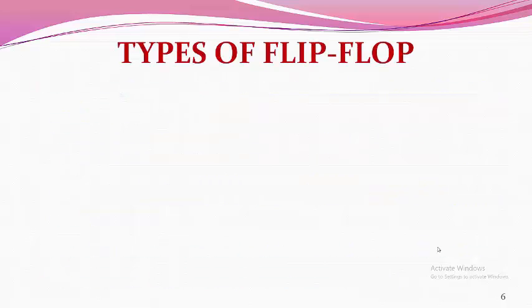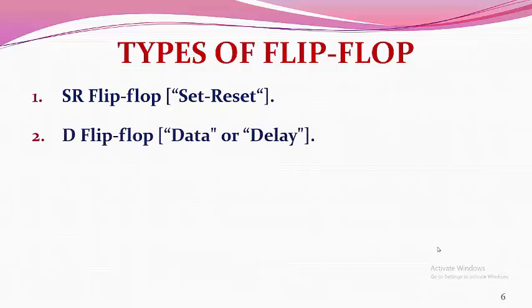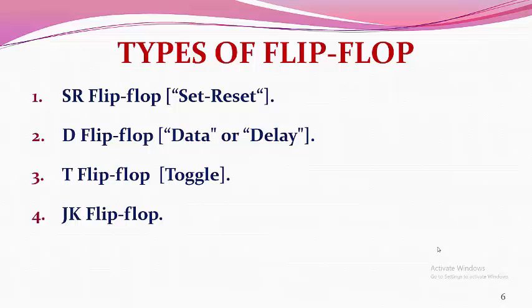Now we will see the types of flip-flop. First, SR flip-flop. It is also called a set reset flip-flop. Second type is D flip-flop. It is also known as data or delay flip-flop. Third is T flip-flop. It is also known as a toggle flip-flop. Fourth is JK flip-flop. And fifth is master slave JK flip-flop. These are the 5 various types of flip-flop.